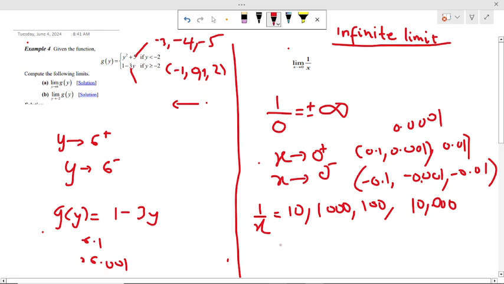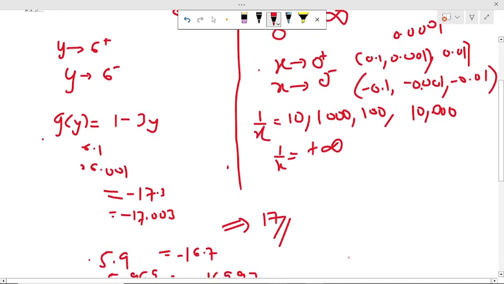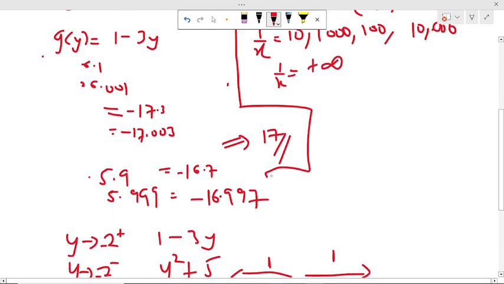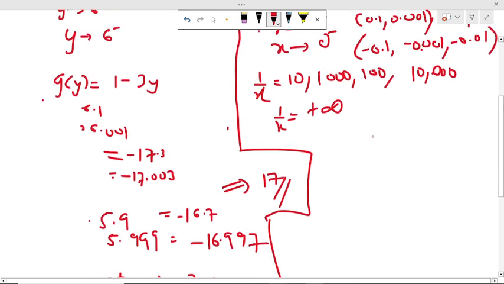So 1 over x, as we approach from the positive x, or from the right hand side, gives us positive infinity, because we are moving into positive infinity. Now let's do the same for the negative side, or approaching from the negative side.